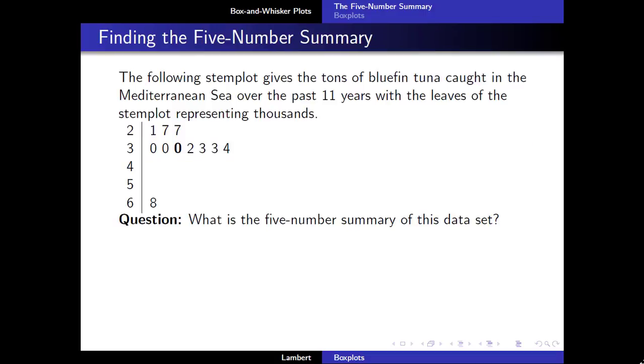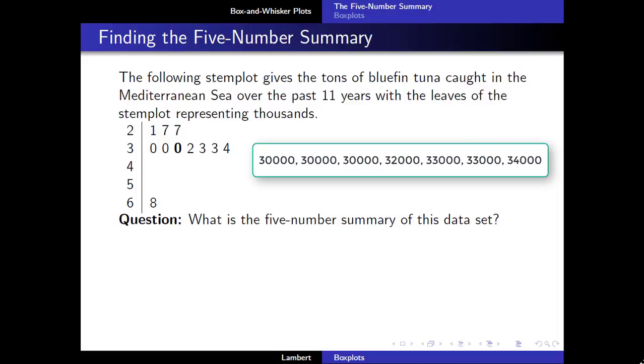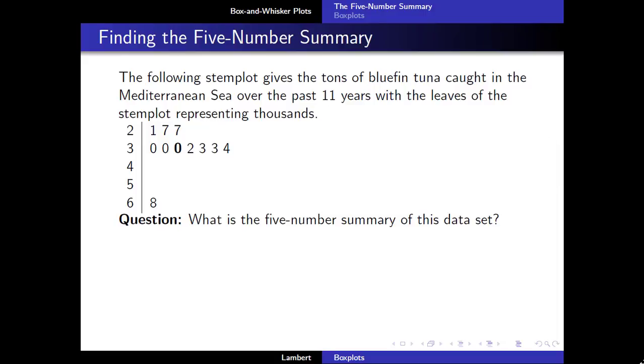So let's look at the following example where we have tons of bluefin tuna caught in the Mediterranean Sea over the past 11 years, where the leaves of the stem plot represent thousands. For the first leaf, you see a 2 and a 1, so that might make 21, but since the leaves are representing thousands, we have 21,000. The second term would be 27,000, third term would be 27,000, and 30,000, and so on and so forth. And so there's 11 data values sitting here.